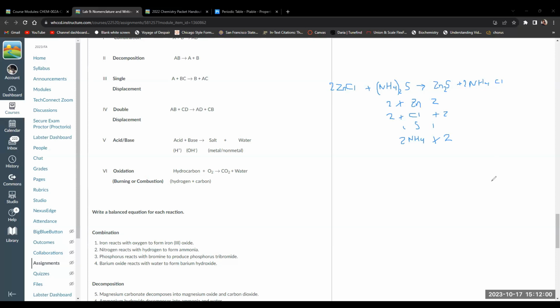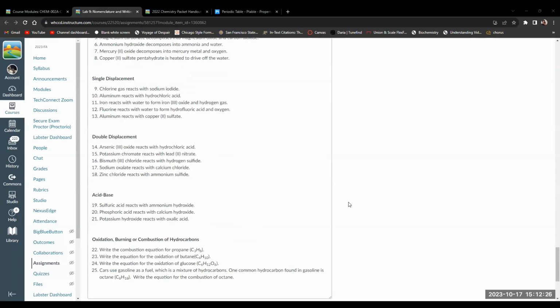Simple, tricky, both. So this is double displacement, so more or less an extra step compared to single displacement. All right. Let's move on to the last two.